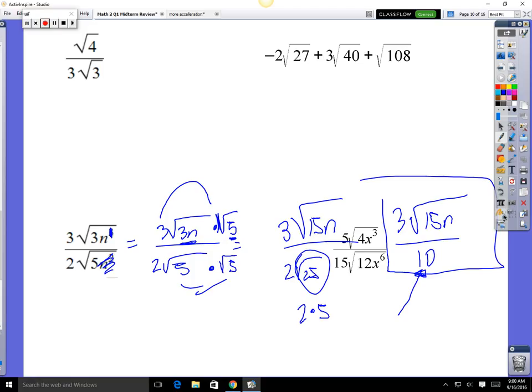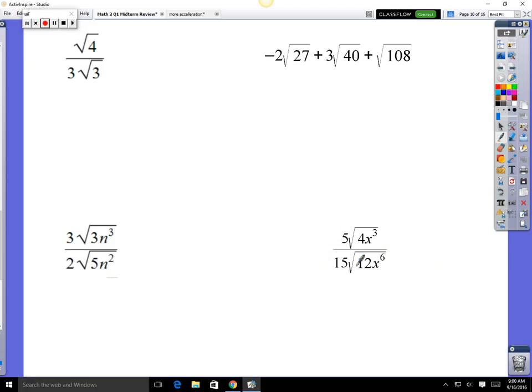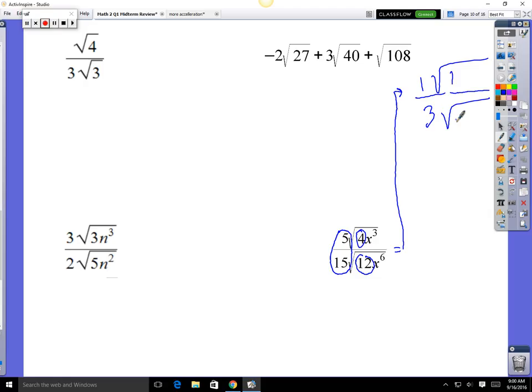Let's look at this one right here. Okay, the 5 and the 15, they play together, and 5/15, we need to change that. Let me go clear up here. 5/15, I'm going to change that to 1/3. Okay, now my square roots, they're going to play together. 4 and 12 is also 1/3.